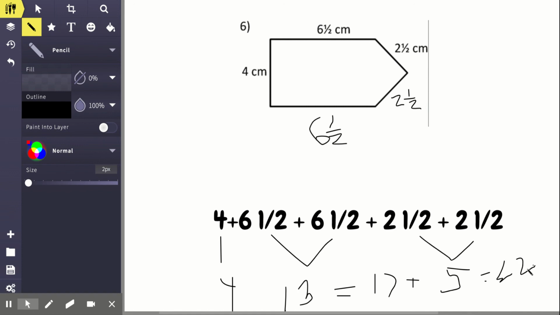Ooh, that was not a good 2. Let's try to make that one better. There you go. 22 centimeters. That's our answer.